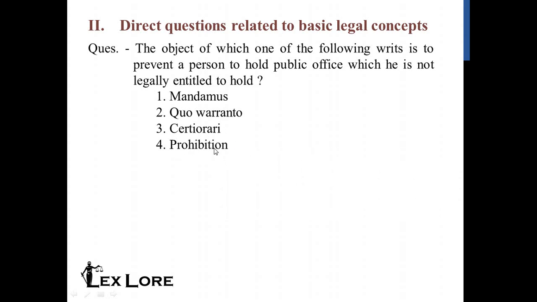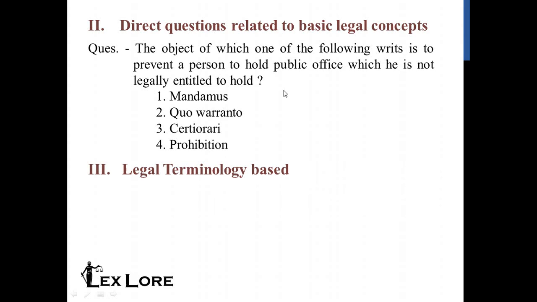So this is a question related to constitutional law, wherein you are asked to find out the writ by which the constitutional court directs a particular authority to prevent a person from holding public office which he is not legally entitled to hold. So the correct answer is prohibition here. Prohibition, I'll be covering it in detail, the writs part, in my constitution lecture, which will be coming in future.